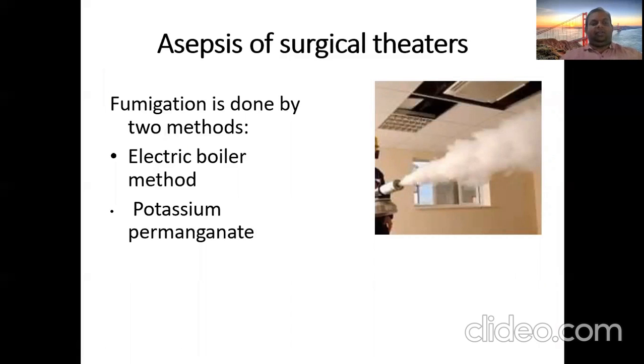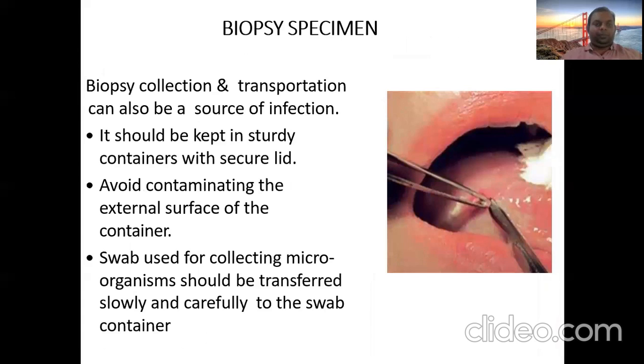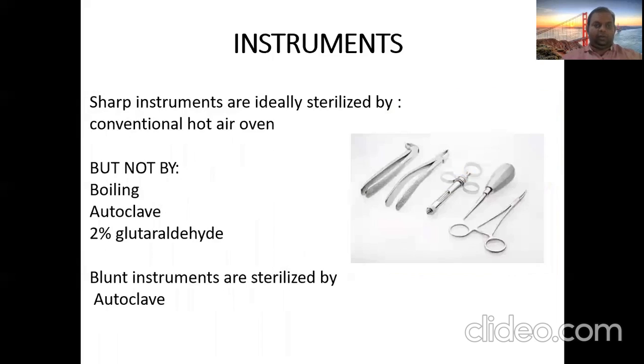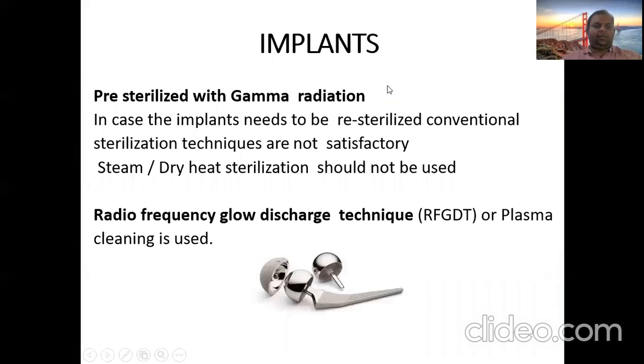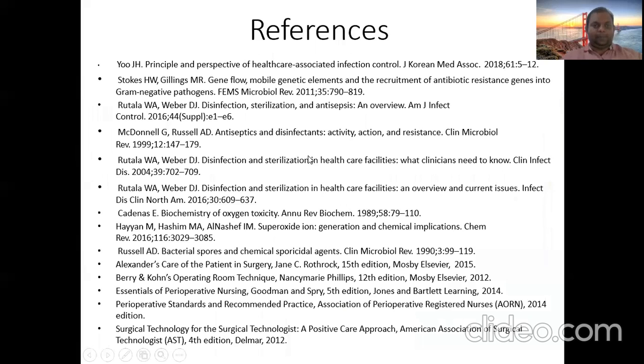Asepsis of surgical theaters, what I mentioned earlier, that's all. Biopsy specimens: what do we have to do? They should be kept at a steady temperature. Instruments: sharp instruments are ideally sterilized by this application, conventional hot air or otherwise autoclaves. Suture material: we can use ethylene oxide or gamma radiation. Implants: we can use gamma radiation. Thank you.